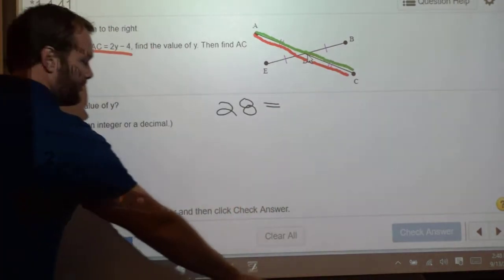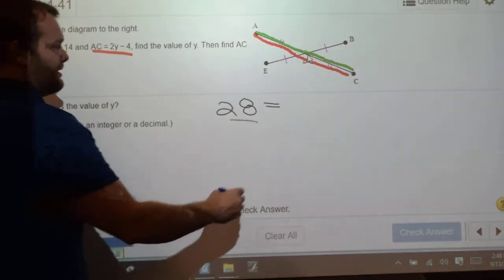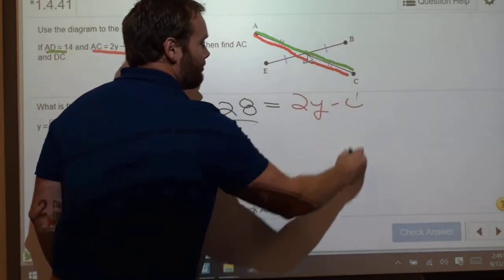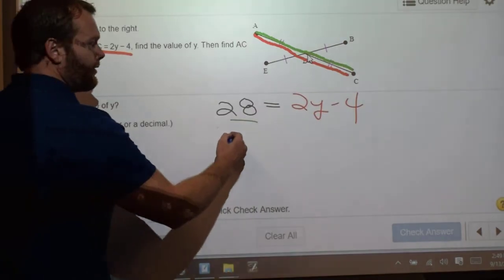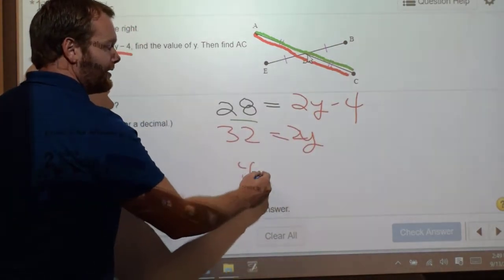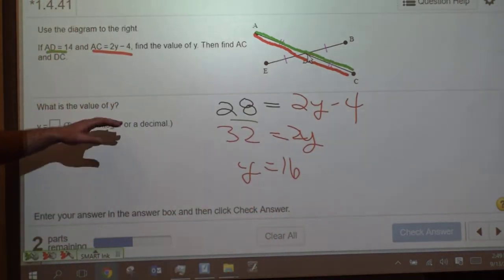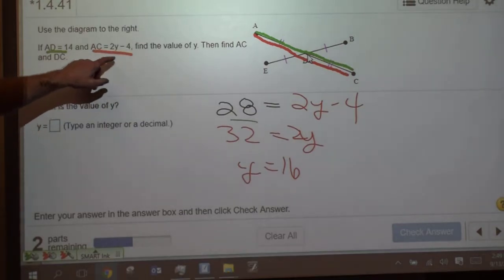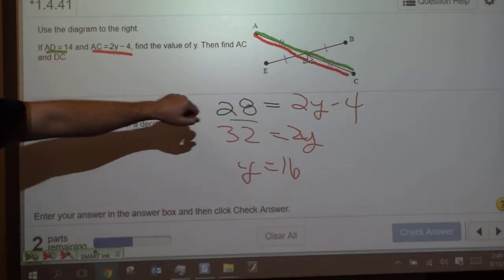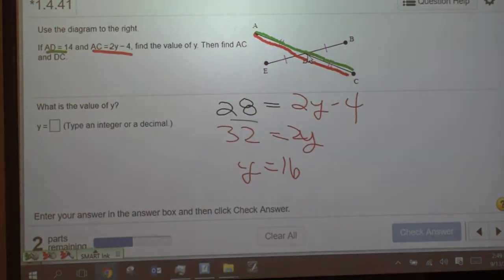So that's the green one. And then the red one is the 2y minus 4. We get 32 when we add 4 to both sides. Y then ends up being 16. Once you have 16, they're going to ask you what is AC, so you just plug it in here. And then they ask you what is DC, so DC would be half of that. DC is going to be 14, right?